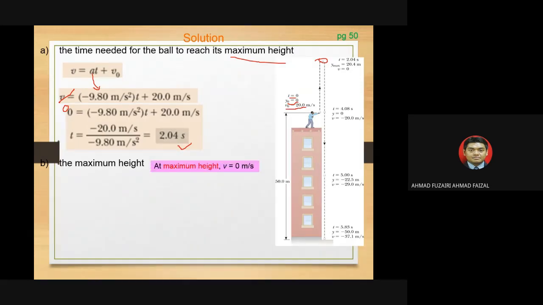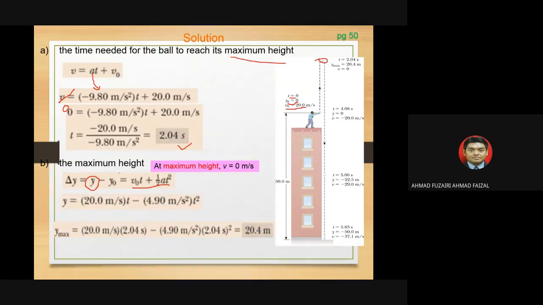Again, at maximum height, v equal to 0. Using the equation delta y equal to y minus y0 equal to v0 t plus half a t squared, you need to find the value of y here. So you will get the value of y maximum equal to 20.4 meters.